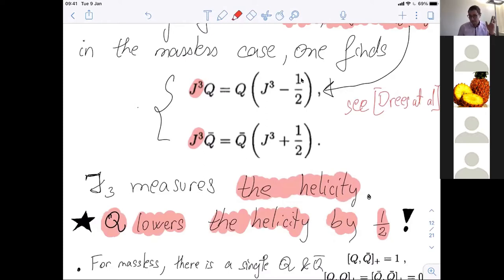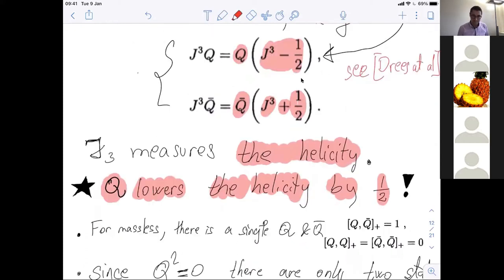These equations should remind you, for example, of the creation and annihilation operators that you encounter in the discussion of the SU2 representations. So is this point clear, that Q, when it acts on a state in a supermultiplet, will lower its helicity by 1/2? Or conversely, if Q bar, the conjugate one, acts on the state, it will increase the helicity by 1/2. To me, that's clear, yeah. Okay, thank you.